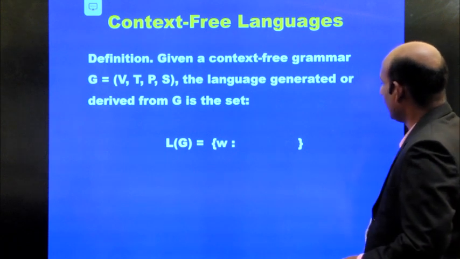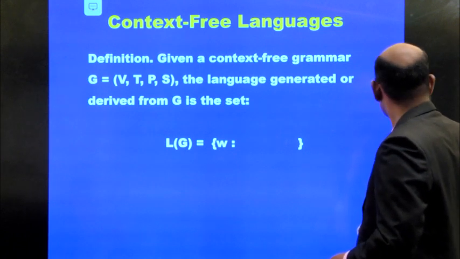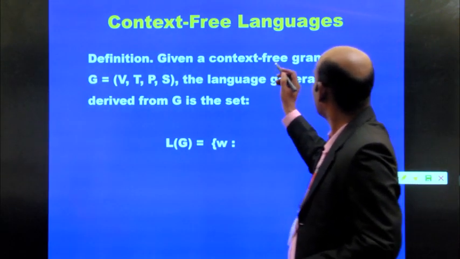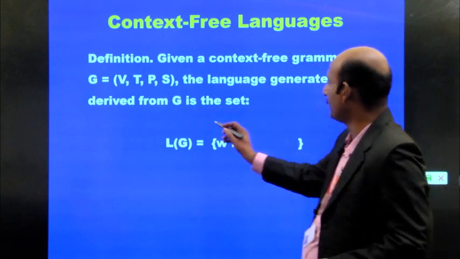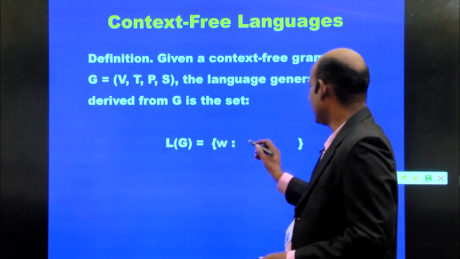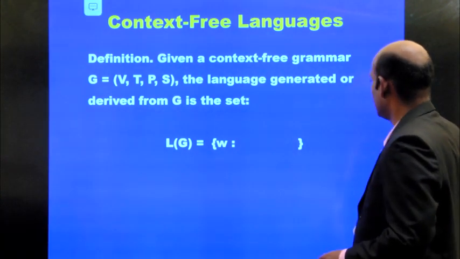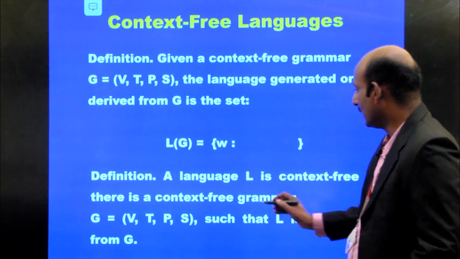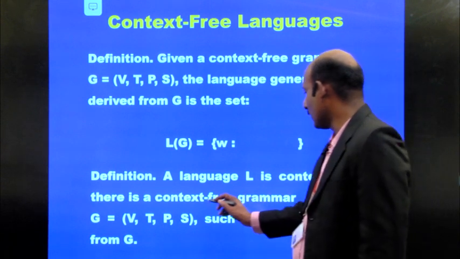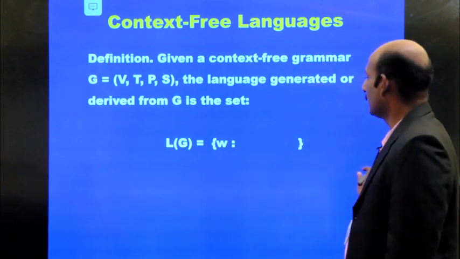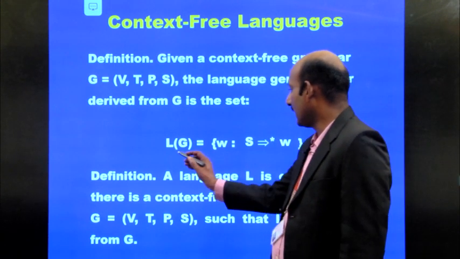So this is the context-free language. The context-free grammar is a 4-tuple. The language generated or derived from the grammar G is the set of strings, where S derives the set of strings. Where the definition: the language L is context-free if there is a context-free grammar.